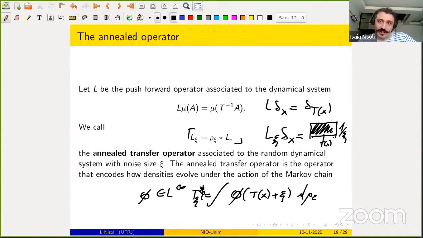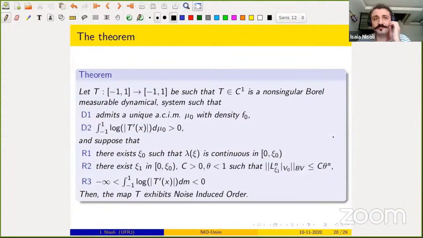When we add this noise, what happens is that this noise is sending deltas into uniform distributions. And this is essentially the point of our proof. This is telling us that all the measures are sent into functions of bounded variation. Okay? Because we take a delta, it's sent into a uniform distribution around T of X. So we can do this for all measures and we get this.